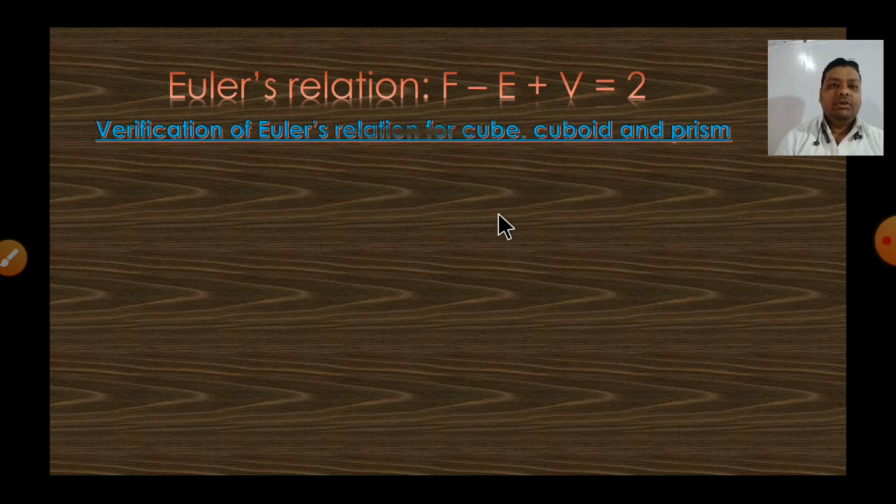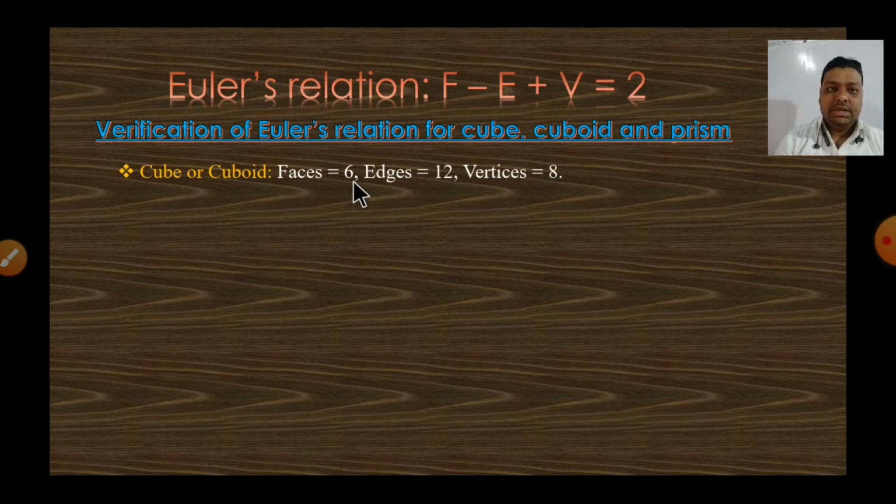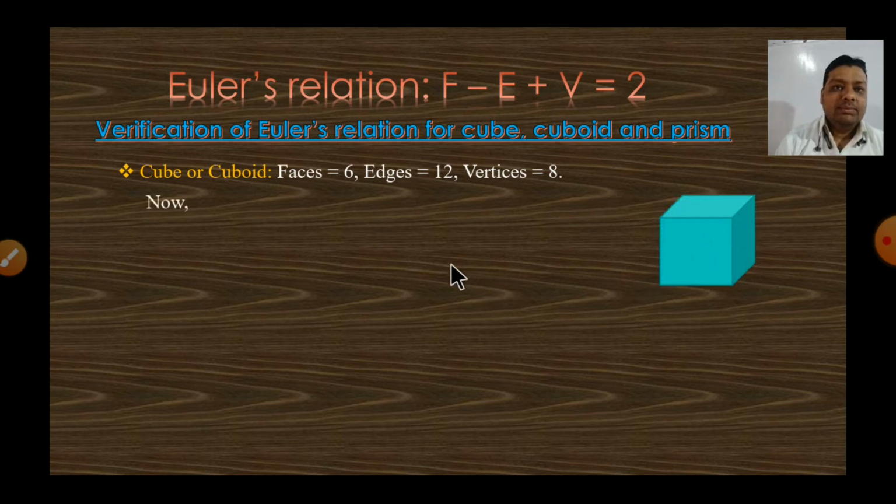First, verification of Euler's relation for cube, cuboid and prism. So first, cube or cuboid. We know that in a cube or cuboid, the faces are 6, edges are 12 and vertices 8. This is a cube. Now f minus e plus v: f is 6, e is 12 and v is 8. So 6 minus 12 is minus 6, plus 8, it will be 2. You can see, same. It means Euler's relation is satisfied for the cube or cuboid.